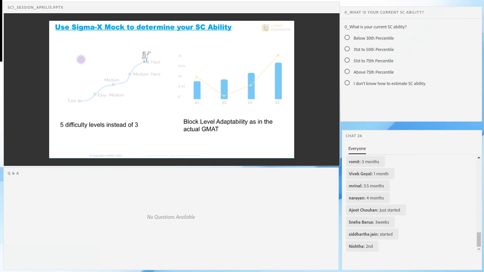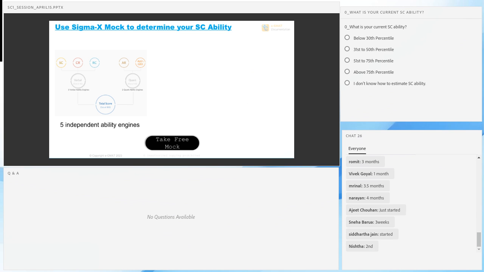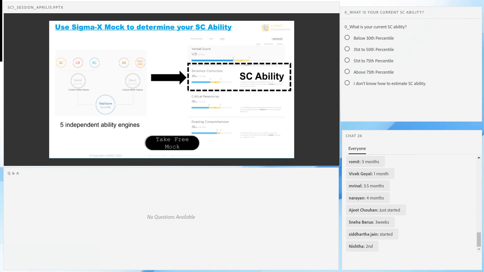It figures out what your accuracy was in the previous block of questions. It takes all of that into consideration along with five different sectional abilities that it tracks. So it has five independent ability engines, and it is block adaptive, mirroring the logic of the actual GMAT test. That is why, when you take the Sigma X mock, you get a very reliable estimate of your SC ability, CR ability, RC ability, and your arithmetic and algebra geometry ability.